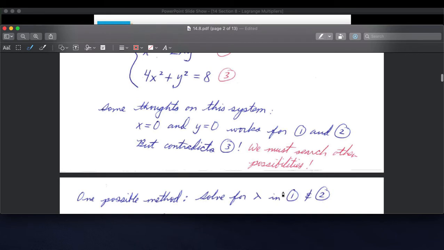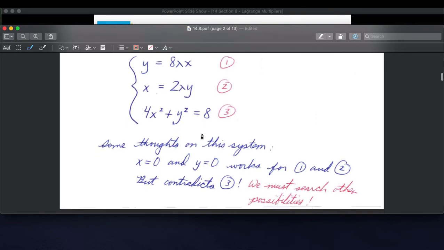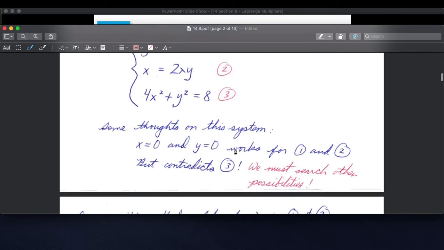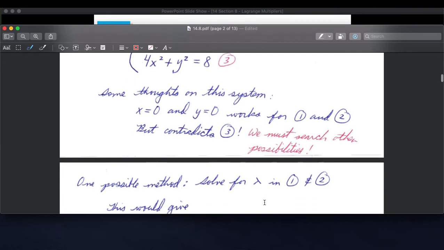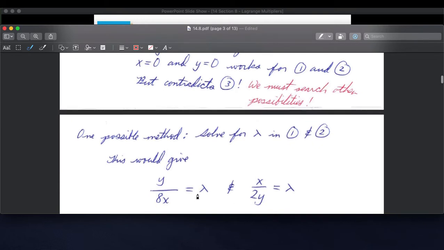So because we're going to search other possibilities, let's take a few other options. Here's another possible method. Now, there are so many possible methods. Notice that equations 1 and 2 both have lambda in them. So one possible method that you'll find helpful whenever you're doing problems like this is going ahead and solving for lambda. If you solve for lambda in equations 1 and 2, that gives us the following. For equation 1, if I solve for lambda, I get y over 8x. In equation 2, if I solve for lambda, I get x over 2y.